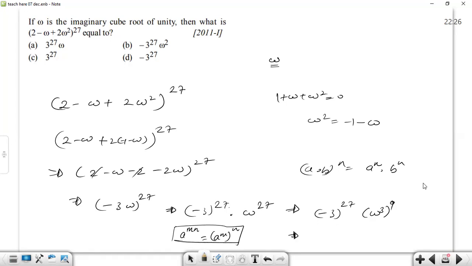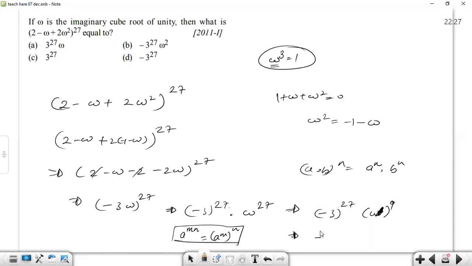No doubts? No, sir. Omega cube is 1, so this will become 1. 1 raised to power 9 will also become 1. So the answer will be, and now the minus sign can also be written outside. If the power is odd, the minus sign will remain the same. Otherwise, if the power would have been even, then the negative sign would have collapsed or vanished.